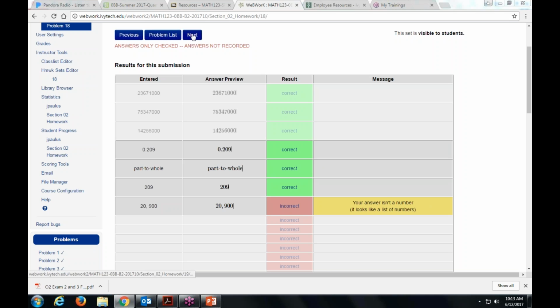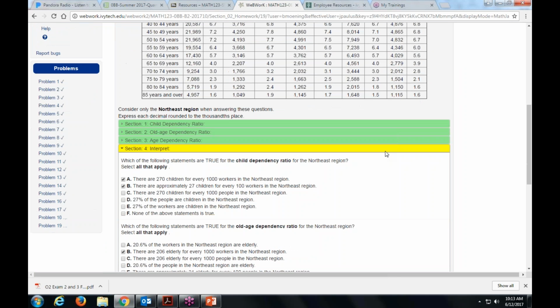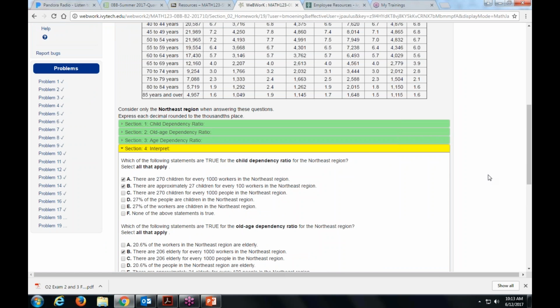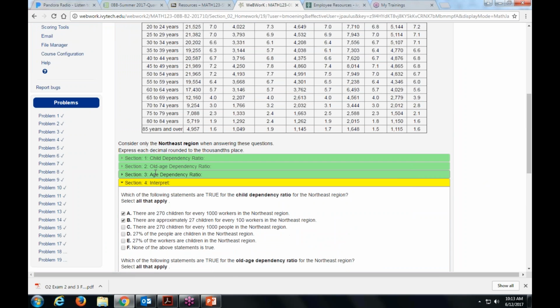And then, did we need to talk about 19 also? Yes. Okay, so I got stumped on both of these questions. Yeah, so it looks like you got through 1, 2, and 3, which is the dependency ratios. That's where we're comparing the people who are dependent compared to the entire working class.